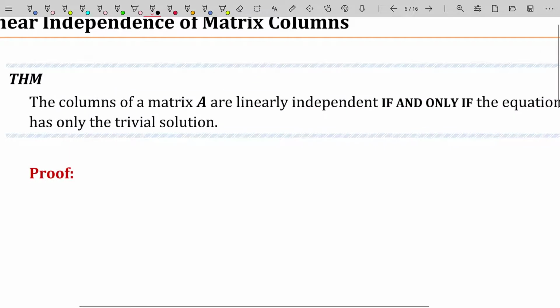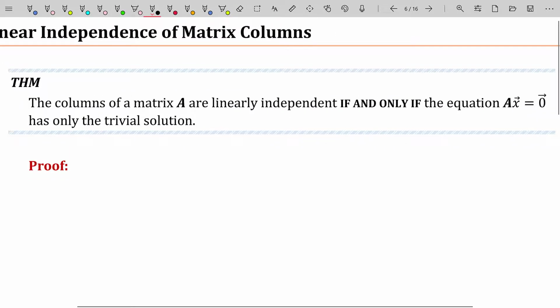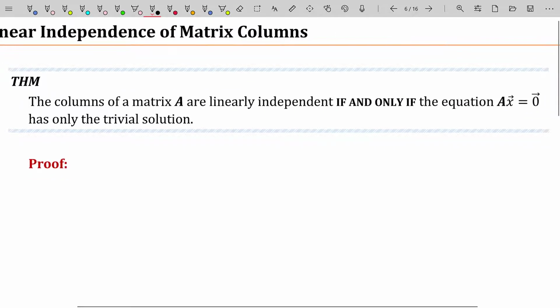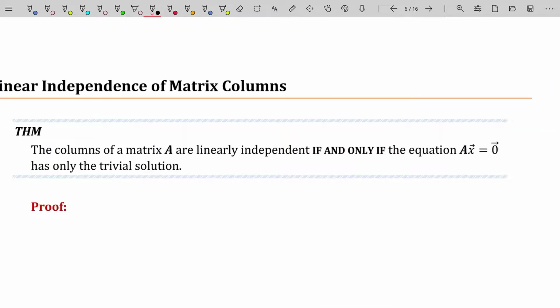The columns of a matrix A are linearly independent if and only if the equation AX equals 0 has only the trivial solution. Now, in the previous video, we talked about a set of vectors being linearly independent or linearly dependent. They were linearly independent if the only solution to this vector equation is 0, the trivial solution. And that goes along with what we're stating here.